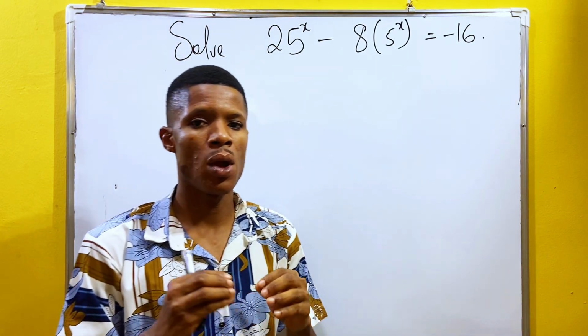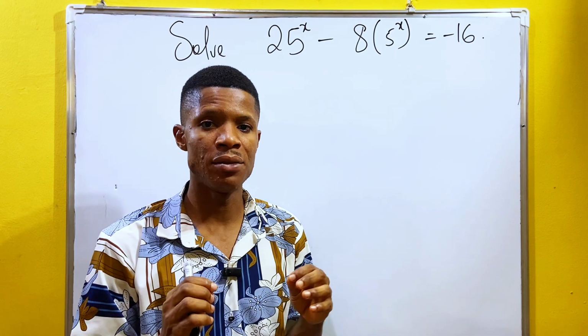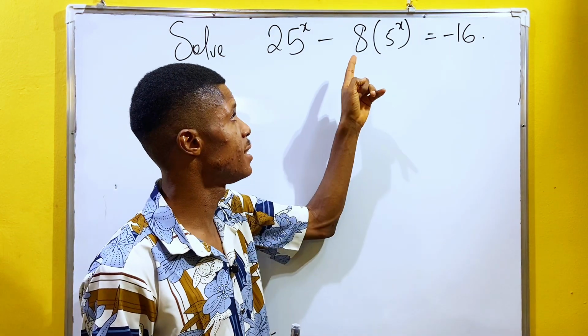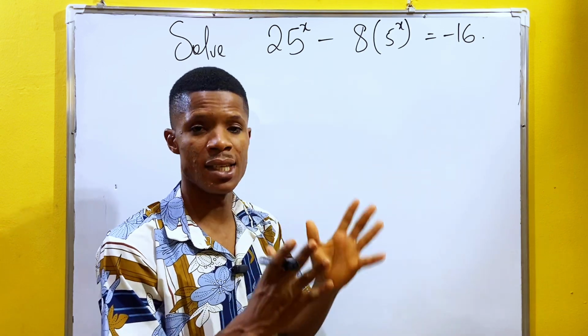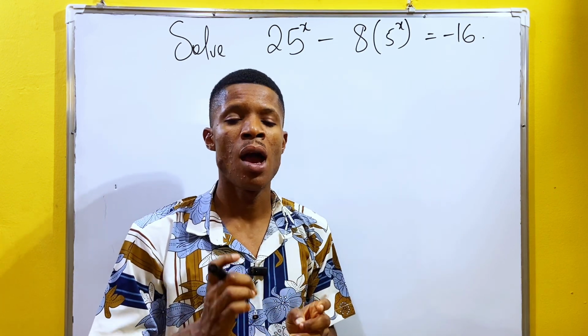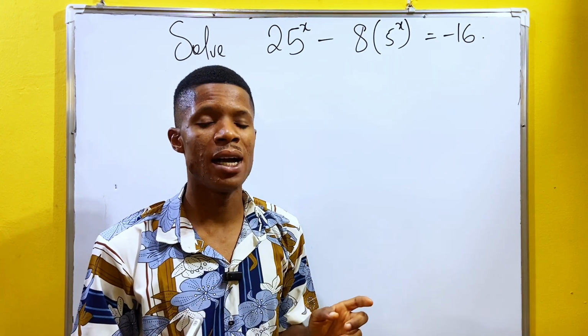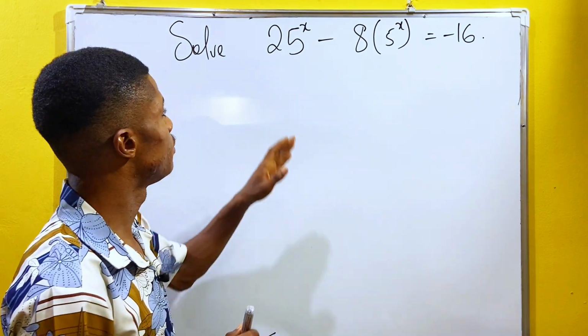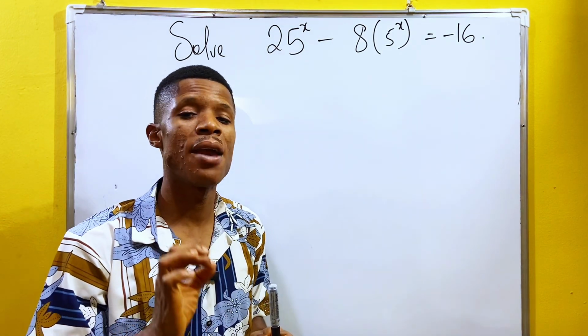In this tutorial, we are going to solve this problem we have on the board, which says 25 power x minus 8 into 5 power x is equal to minus 16. Our goal here is to find the value of x. Okay, remember, we can write 25 to be 5 squared.